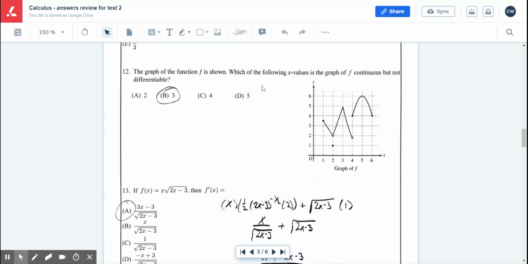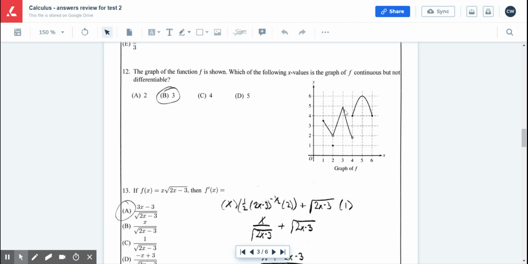Okay, which of the following values is the graph of f continuous but not differentiable? So continuous but not differentiable. Okay, so I'm just going to go through each of these and we'll talk about each of these. So number 2, we are not continuous right there. I have a limit and I have a function value. They don't match, so I'm not continuous.